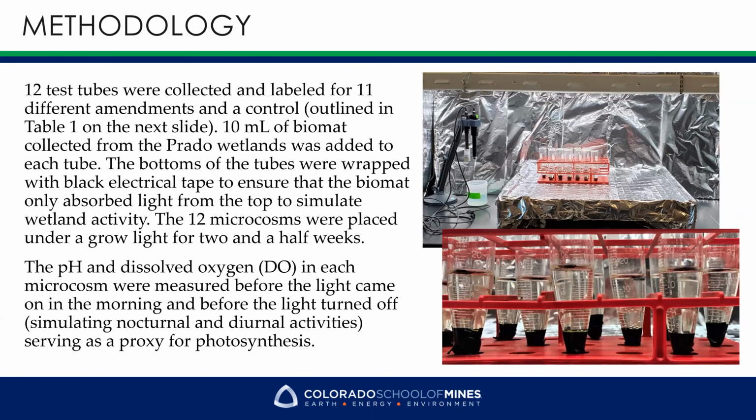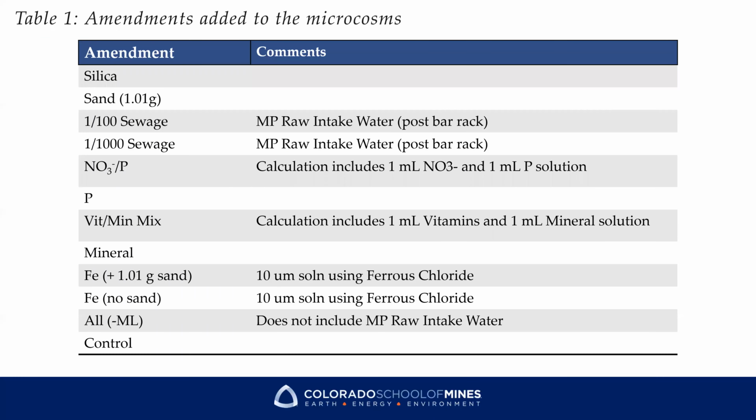11 different amendments were added to biomat microcosms and received 12 hours of light and 12 hours of darkness. The pH and dissolved oxygen were measured twice daily, immediately before the light turned on and before the light turned off. These were the amendments used in the 11 experimental microcosms, which included silica, sand, sewage, nitrate and phosphorus, vitamins and minerals, iron, and a control.